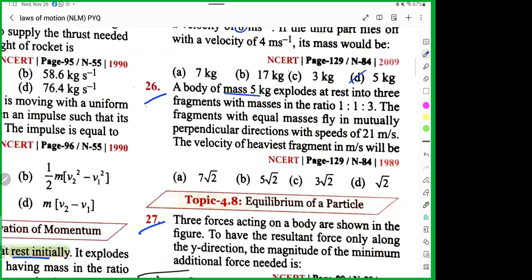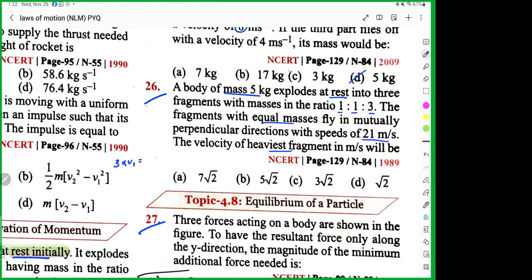Mass is this, explode at rest, means initial linear momentum 0. 3 fragments, m, m, 3m, equal masses fly off mutually perpendicular to each other with this speed. Okay, equal mass. Then what will be the heaviest fragment speed? So heaviest fragment mass is 3 and speed we have to calculate. Correct? मतलब इन दोनों के साथ स्पीड दे रखी है 1 और 1 के साथ 21. हाँ, इन दोनों के साथ दे रखी है.